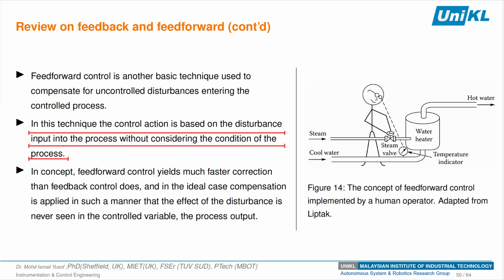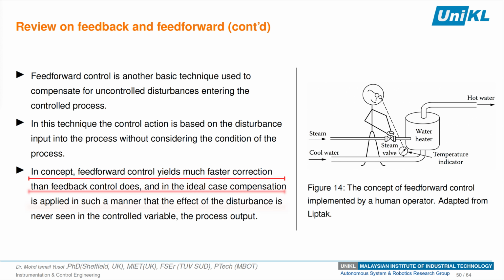In this technique, the control action is based on the disturbance input into the process without considering the condition of the process. In concept, feed-forward control yields much faster correction than feedback control does, and in the ideal case, compensation is applied in such a manner that the effect of the disturbance is never seen in the controlled variable, the process output. Now look at the figure on the right.